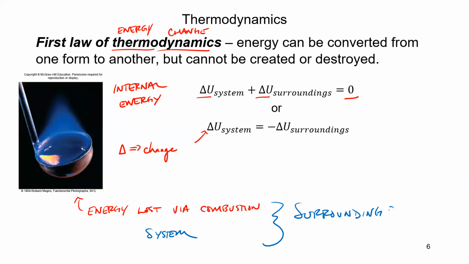Now, this is talking about internal energy. So whatever type of energy, that thermal energy could be converted into mechanical energy, right? We could have some kind of steam engine. But whatever it is, the surroundings have to absorb all of that energy that's lost by the system.